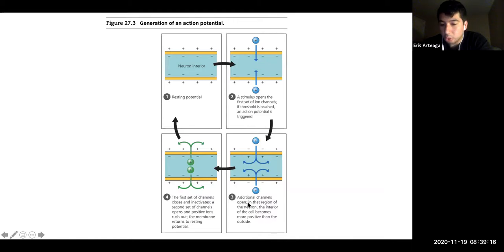Additional channels open in the region of the neuron, and the interior of the cell becomes more positive than outside. So what happens is you have an electrical change. You have the rushing of the positive charge to the inside of the cell. This creates an electrical current. Then the set of ion channels closes and inactivates. A second set of channels opens and positive ions rush out. The membrane returns to resting potential.